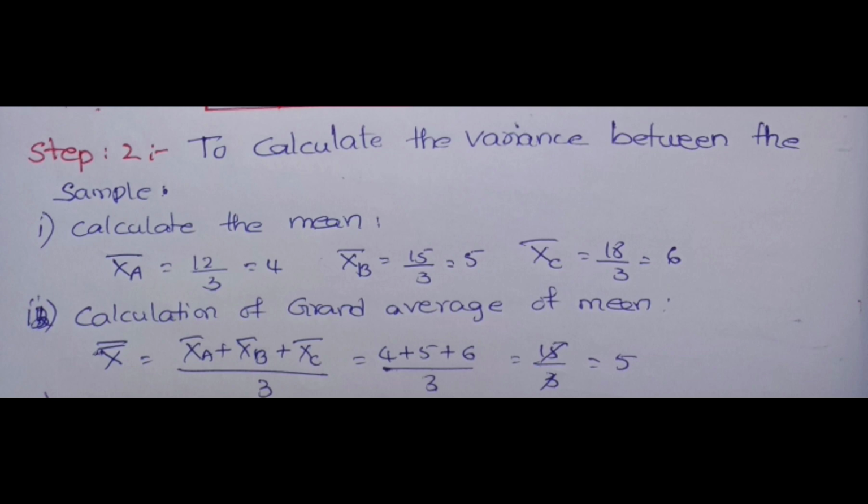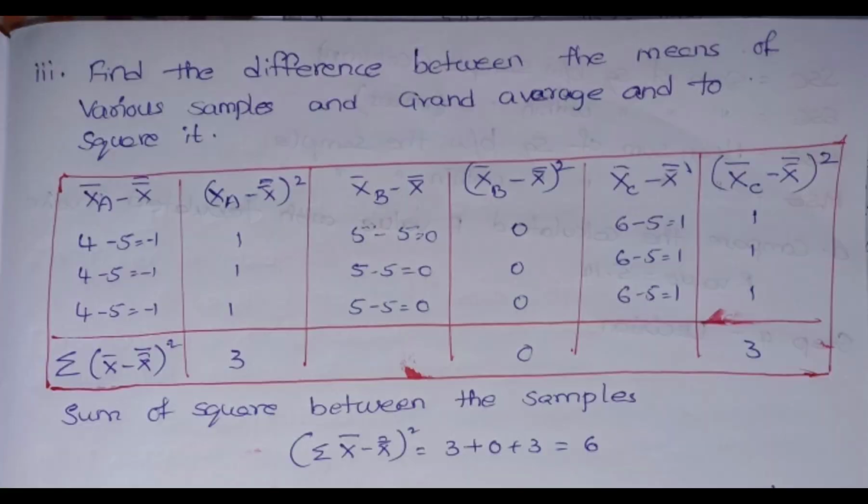In the next step, we should calculate the difference between the means of the samples and the grand average, and we should square the value we get. So if you see here, like we discussed, first we take the difference between the mean values and the grand average and then square the value we got. Sum of squares between the samples, summation of x bar minus x double bar squared, equals 6.